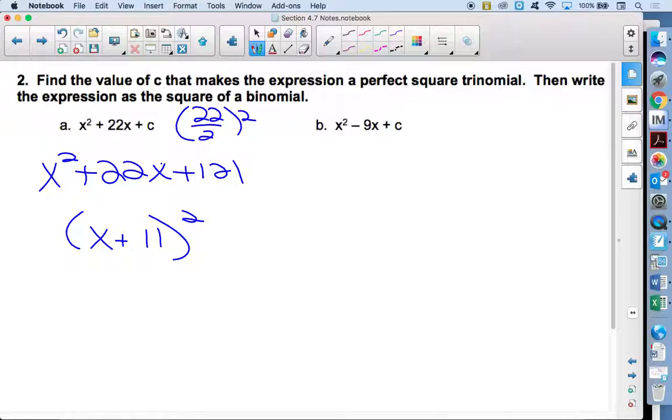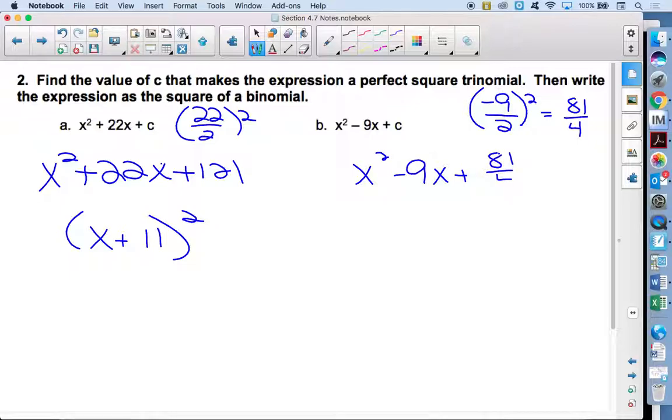Sam, how about x squared minus 9x plus c? I got stuck on this one. Okay, this one's a little trickier, right? So if we take negative 9 divided by 2 and square it. Negative 4.5. I don't want you to convert it to a decimal. So how would you square a fraction? Just how would you square negative 9 over 2? Square both of them. What's negative 9 squared? 81. What's 2 squared? 4. So that becomes 81 over 4.